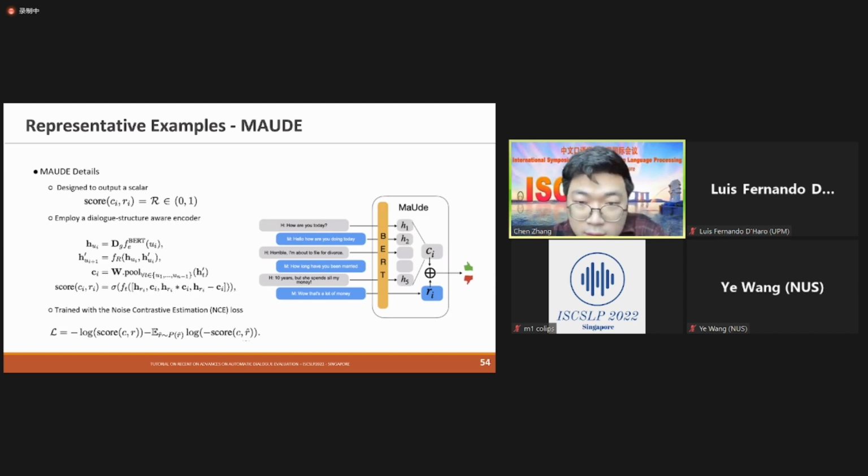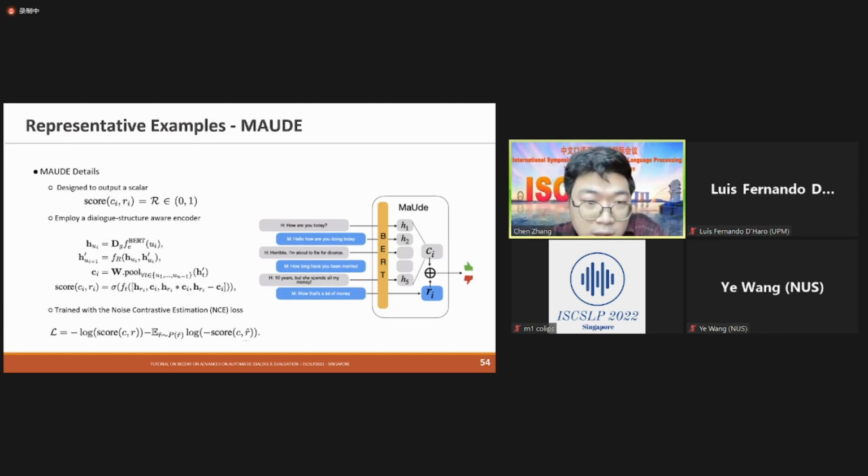So firstly, let's look at the entire architecture of the MAUDI framework. The input, as we can see in the right figure here, is a sequence of utterances, and the output is a single scalar indicating the quality of the current response with respect to the entire context, which consists of the first 5 utterances.